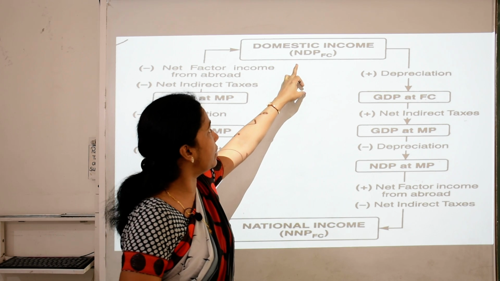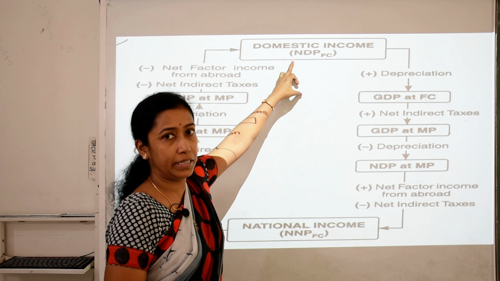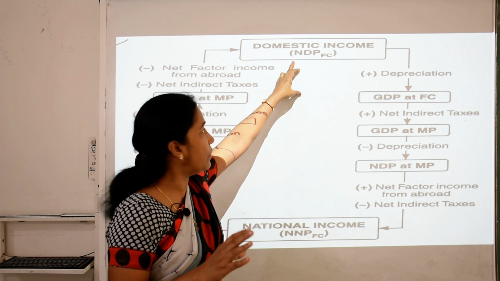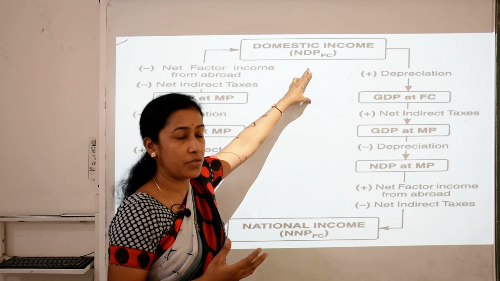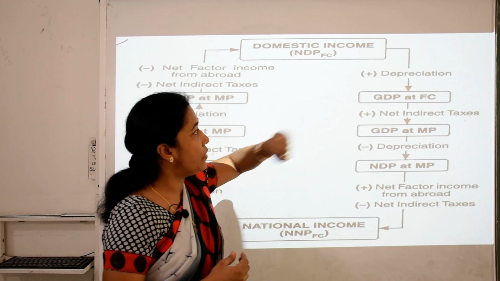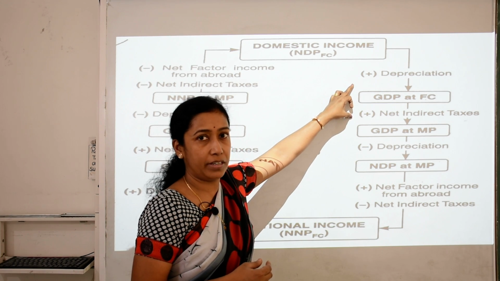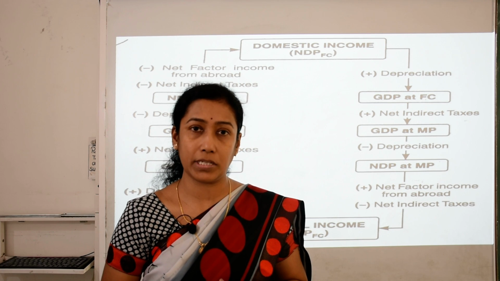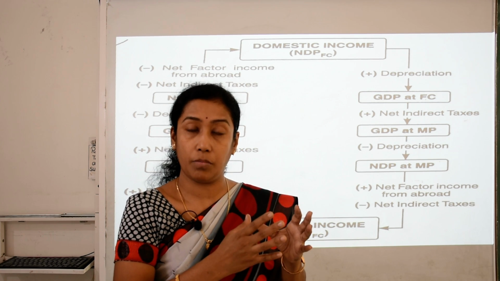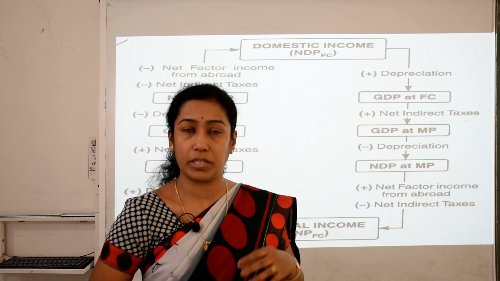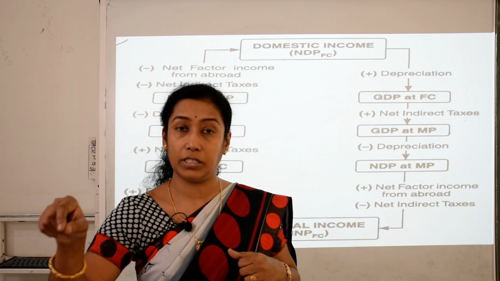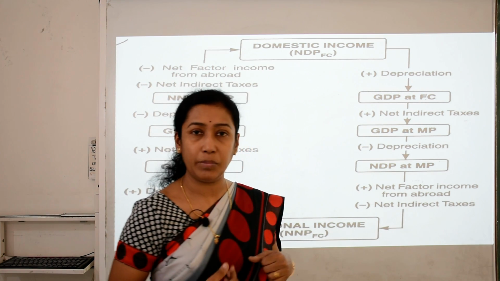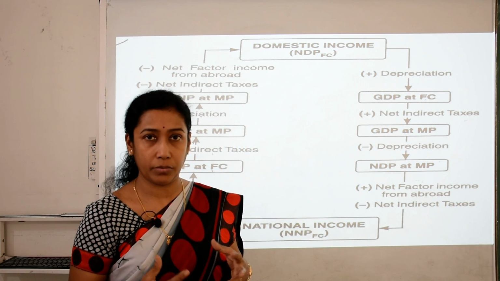Now what we notice here is, if in a particular numerical question it is given that NDP at factor cost, which we can call domestic income, when we add it with depreciation, that means you will get questions where certain terms are given, and you will be told to calculate either subsidies, depreciation, NDP at factor cost, or national income, whatever, okay.